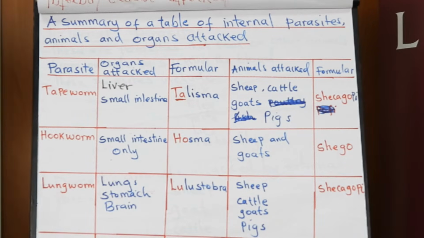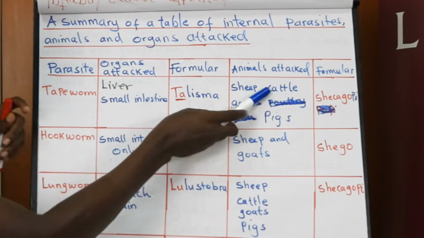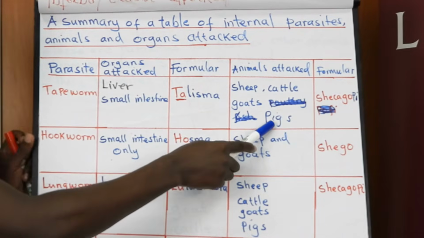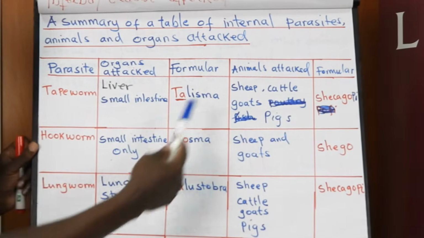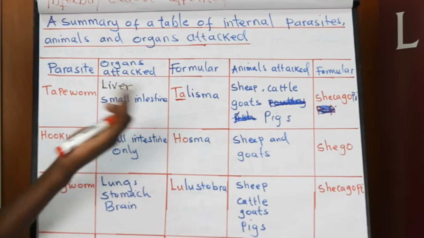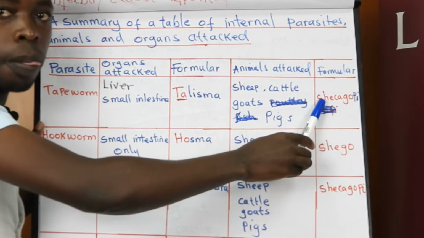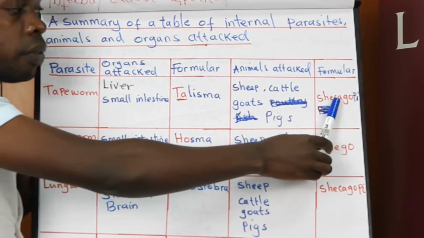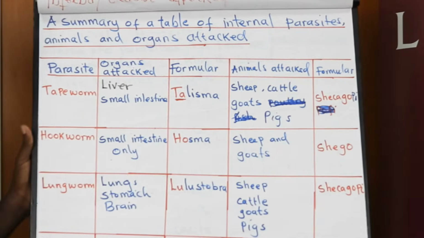The animals attacked by tapeworm are sheep, cattle, goat, and pigs. I repeat, sheep, cattle, goat, and pigs. And the formula of the animals attacked by tapeworm is Shika-Go-Pi, where Shi stands for sheep, Ka stands for cattle, Go stands for goat, and Pi stands for pigs.